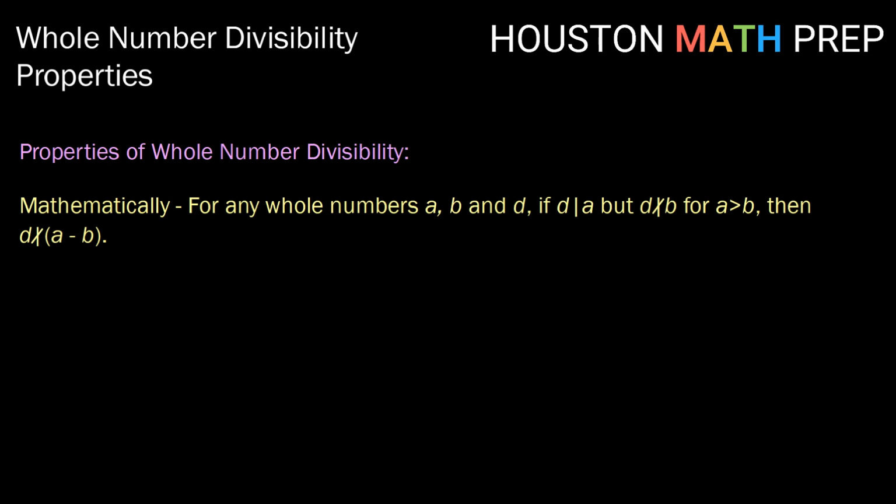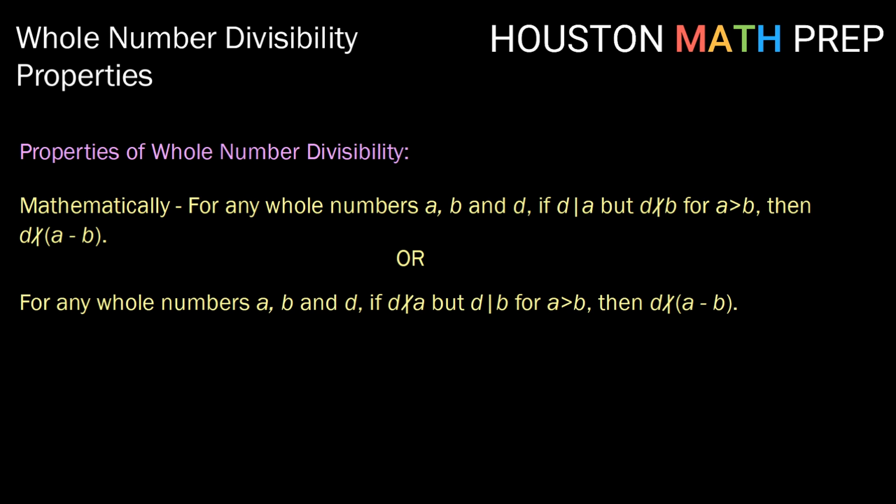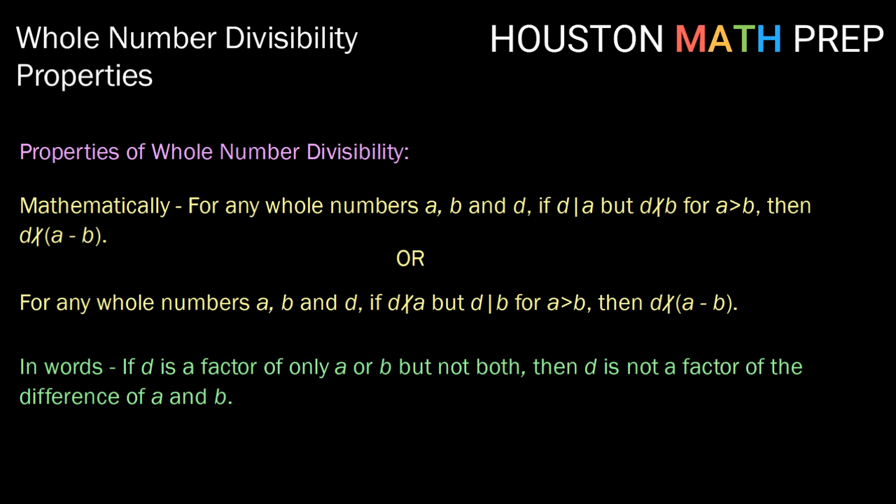Okay, so our next property of divisibility is actually kind of a two-parter. For any whole numbers A, B, and D, if D divides A but not B, then D does not divide A minus B. It also works this opposite way, right? If D does not divide A, but it does divide B, then D does not divide A minus B. So basically, in words, if D is a factor of only A or B, but not both of them, then D is not a factor of the difference of A and B.